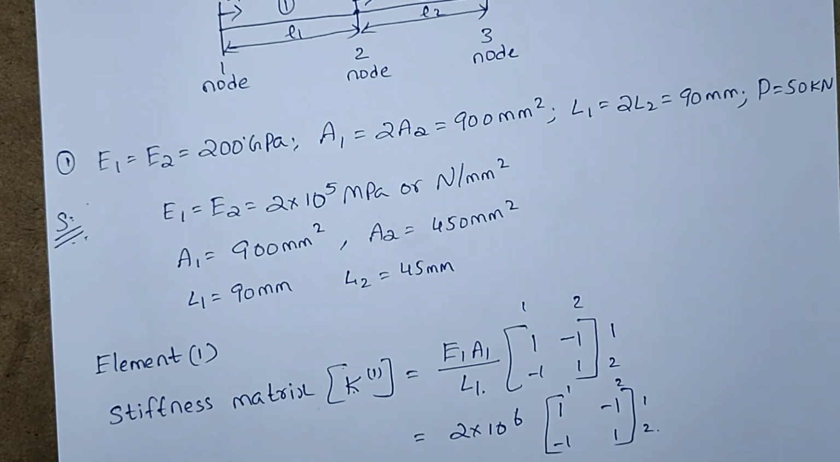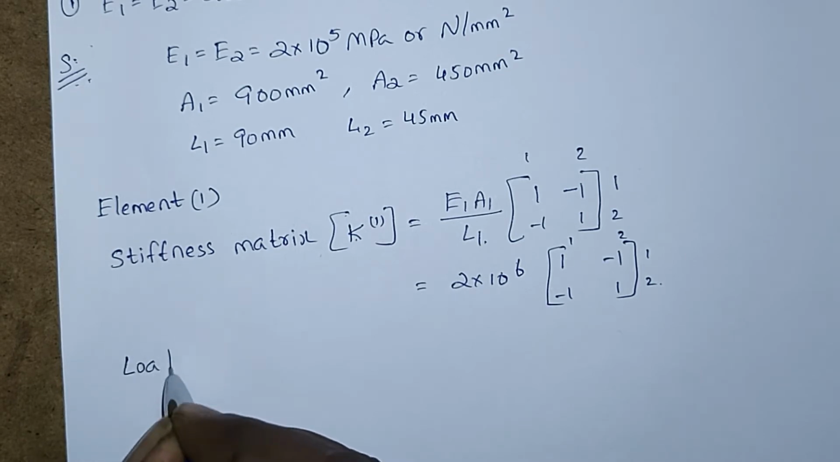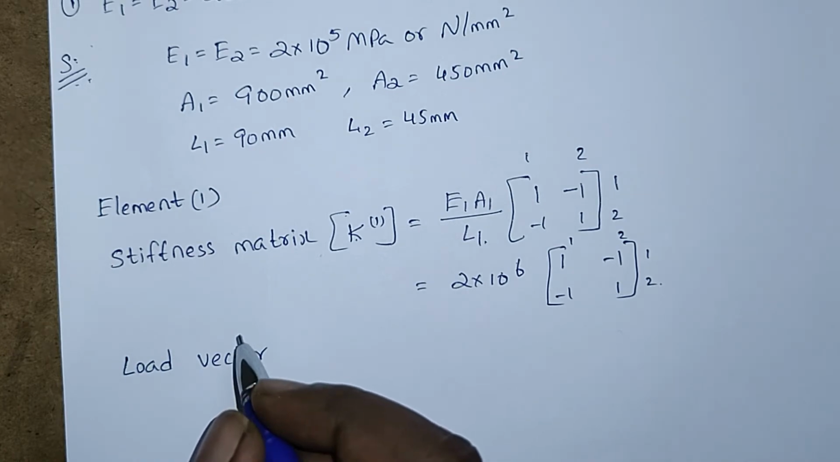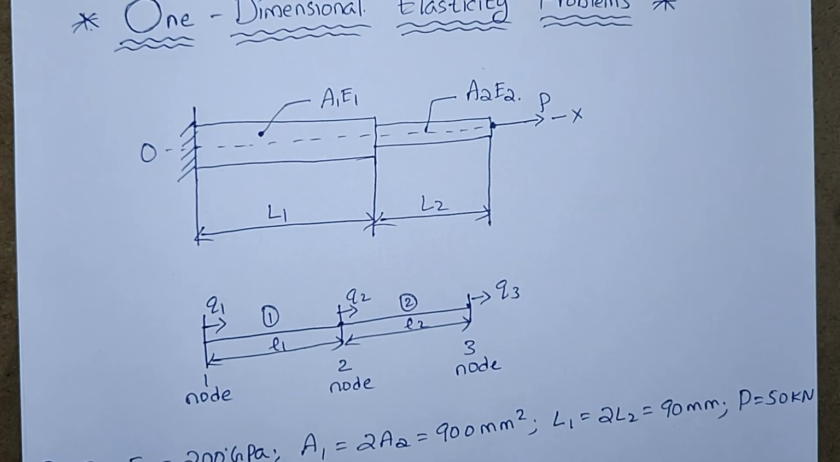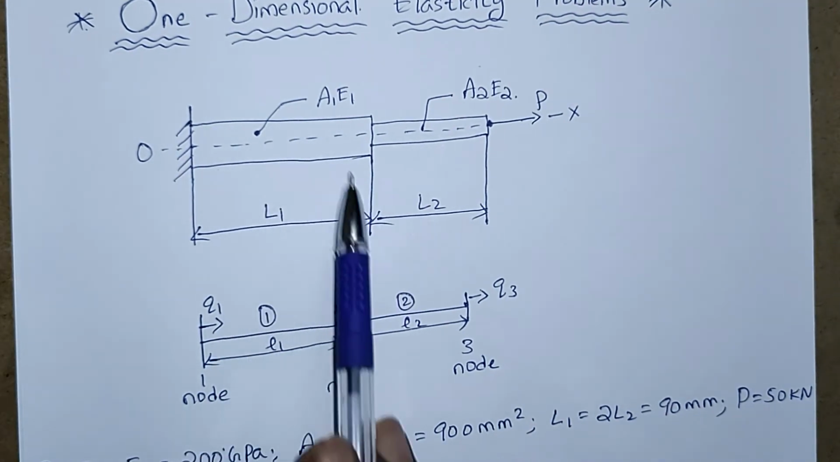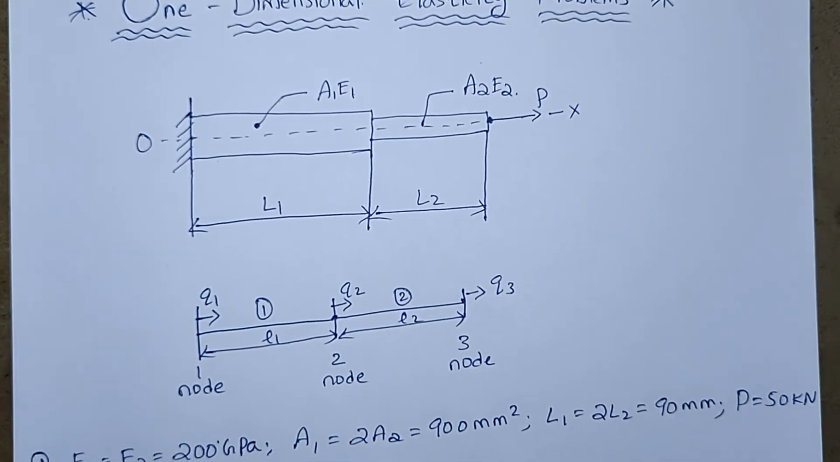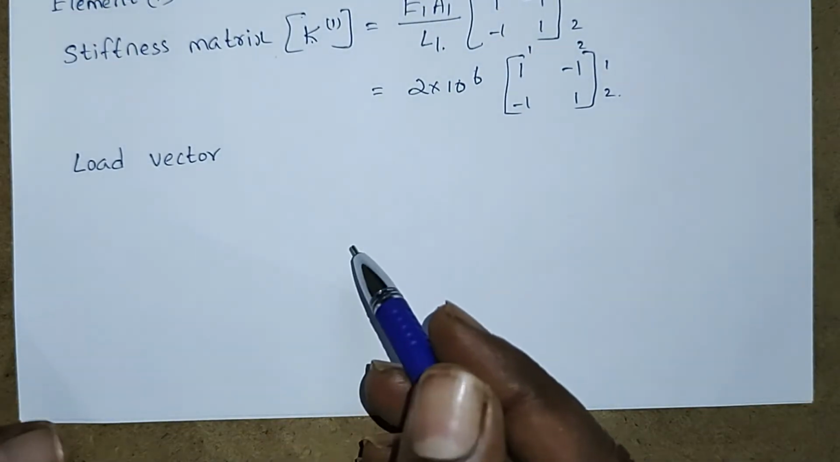Now, next after the stiffness matrix, the next step is we will write the load vector. Load vector for which one? See, first we are calculating the element 1 stiffness matrix. So first element and second element. For the first element we are writing next the load vector. So we are writing now the load vector for element 1.